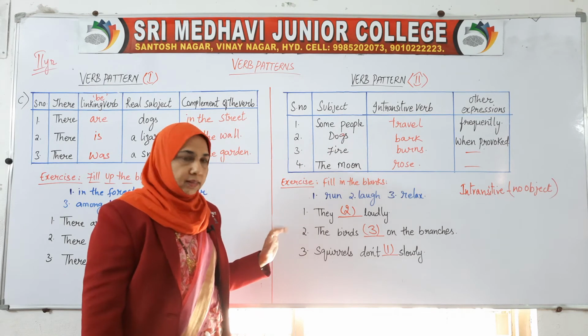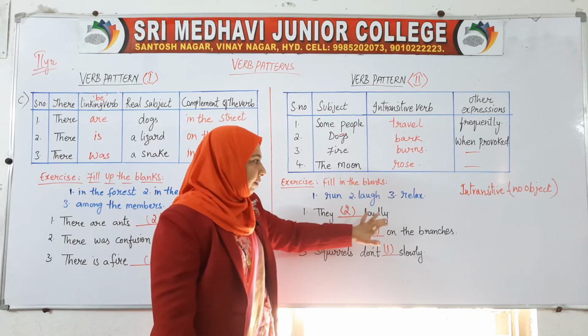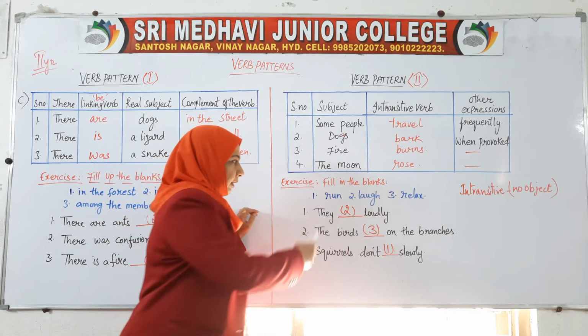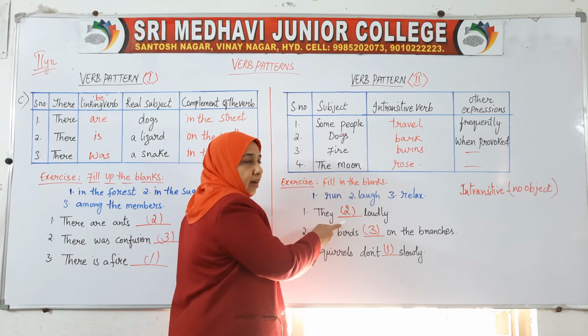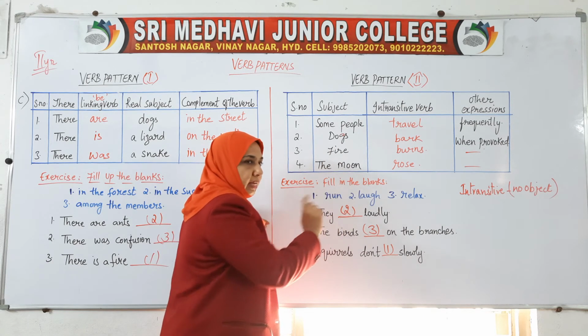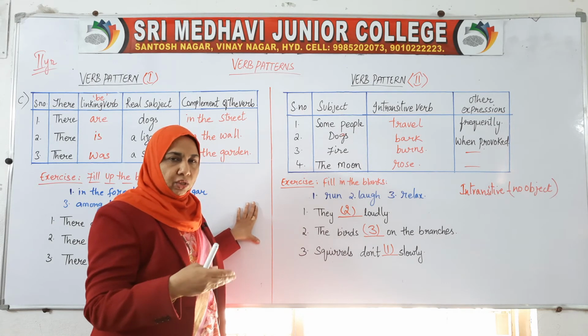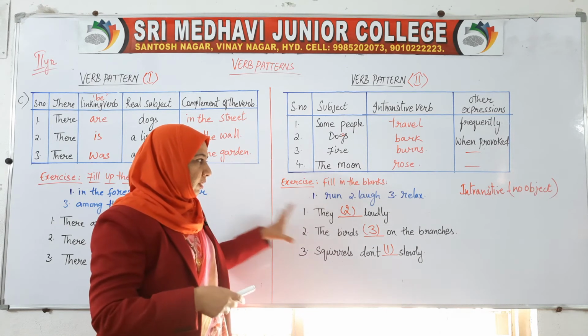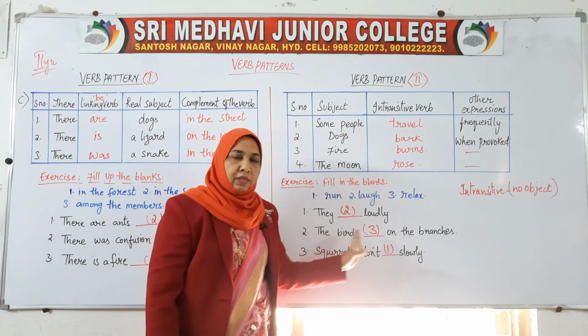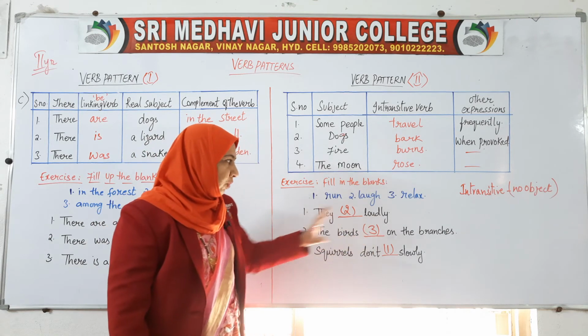Now in this one you can find the format which is related to the first and the second sentence. They laugh loudly. They is the subject, laugh is the intransitive verb, and loudly is added as an adverb. Actually it is an adverb over here because it is describing the verb. How they laugh, loudly. So this is the adverb here.